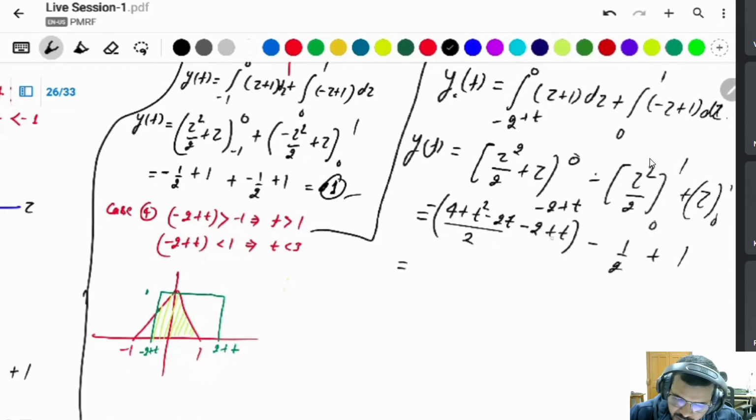2 to 4, 4 cancel out, t, 2t, 2t. Then this will be minus t square by 2, 2 minus 2 minus 4 plus 2 is minus 2 divided by 2, minus 1 plus 2t over 2 is t, minus, it will be half.